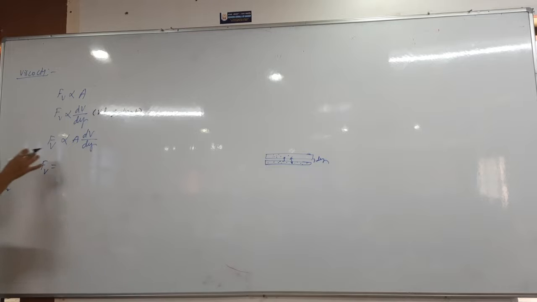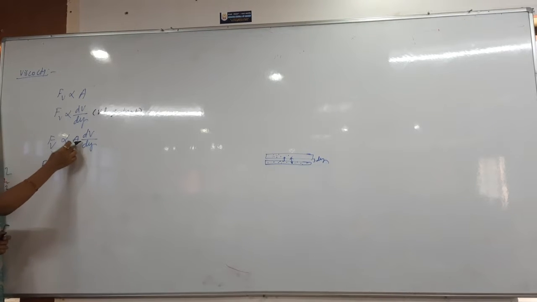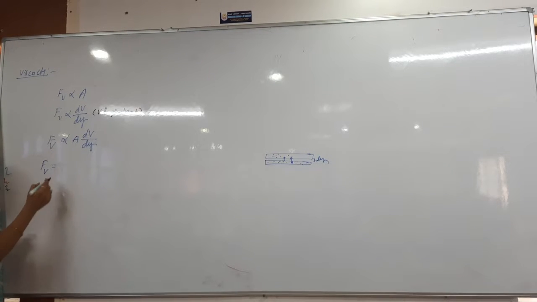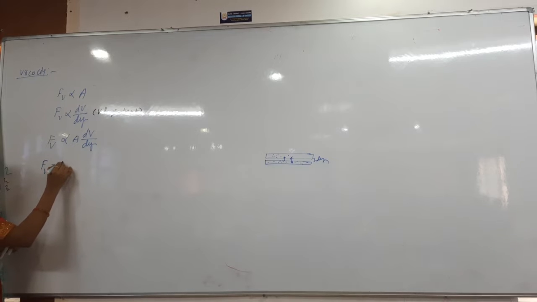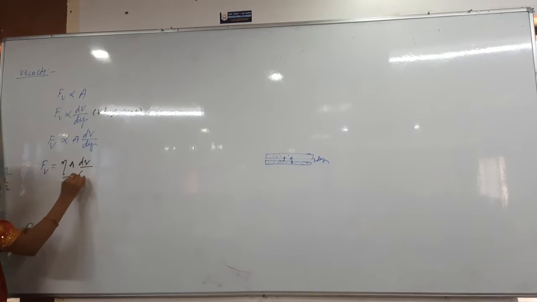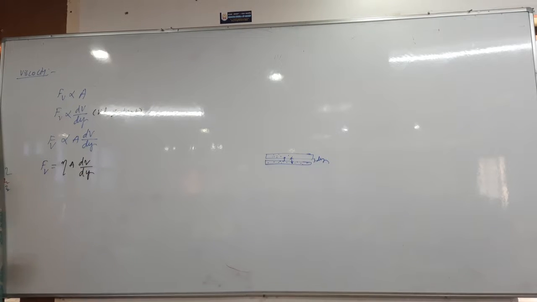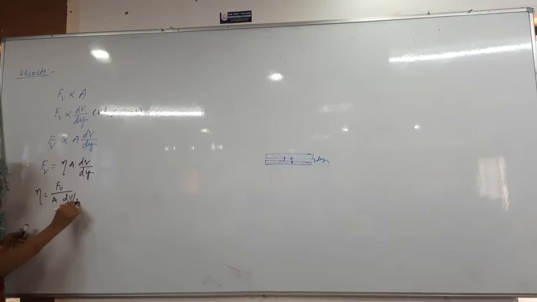Now together, what can I write? Fv is directly proportional to A into dv by dy. Here, what constant will come? Coefficient of viscosity, eta. That is, Fv equals eta into A into dv by dy. Now, the units of this coefficient of viscosity are important. This coefficient of viscosity eta is equal to what can I write here? Fv by A into dv by dy.